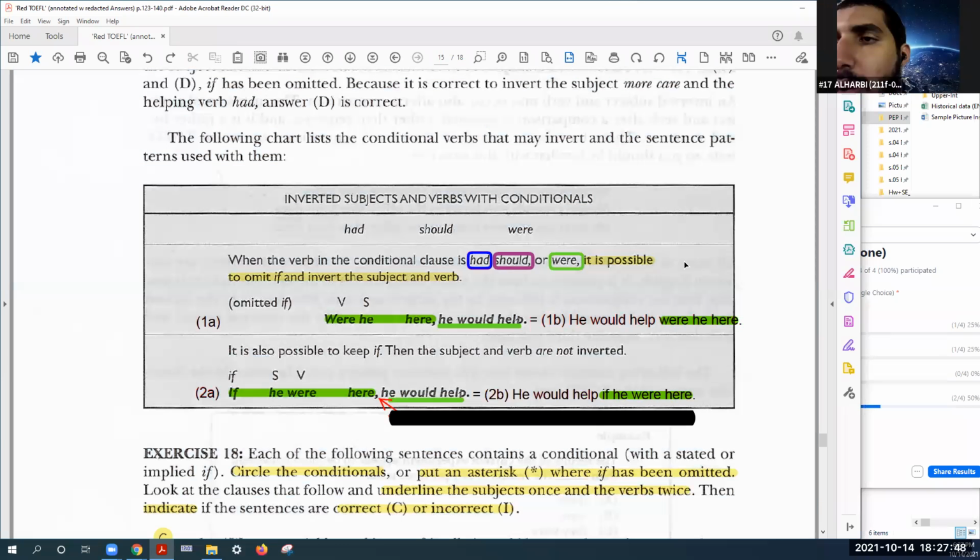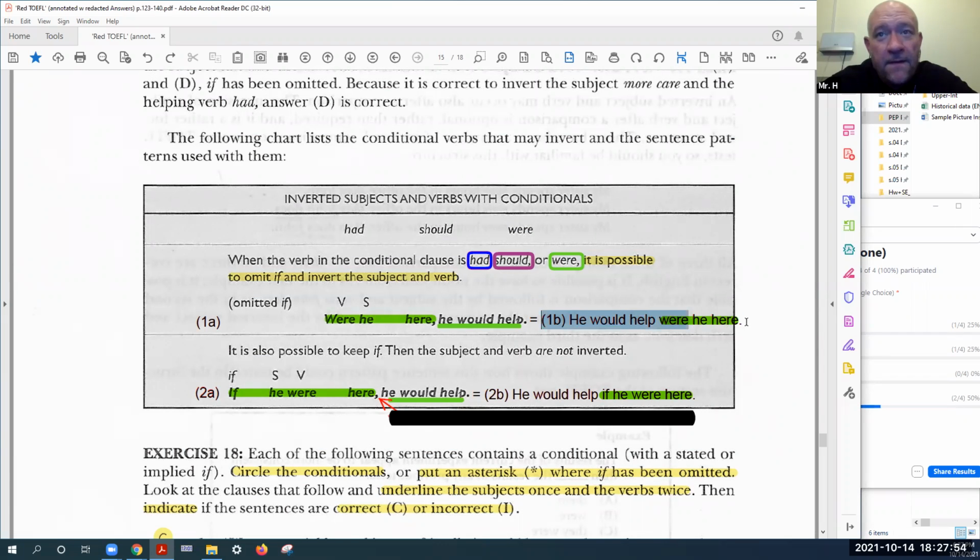Now read 1B also. He would help were he here. Is the meaning different? No, it's exactly the same. We're just switching the order, and we learned to do that from adverb clauses. Remember the adverb clauses? Skills 7 and 8. That's correct.